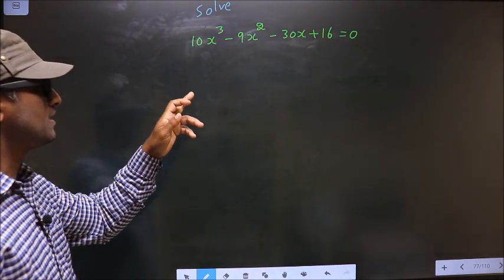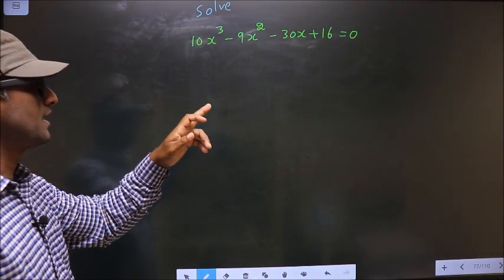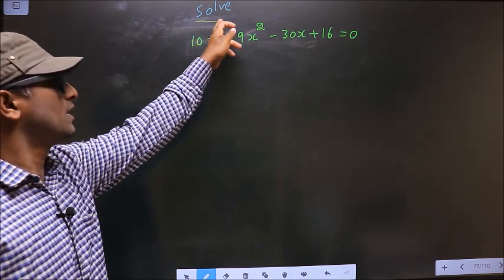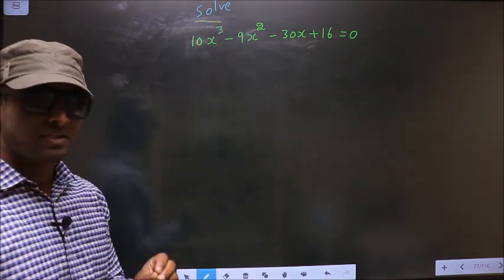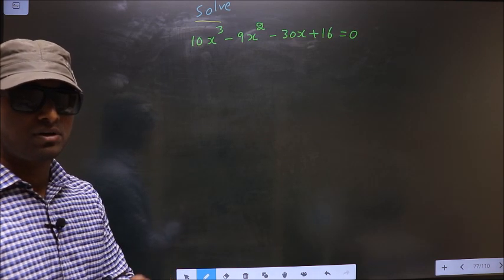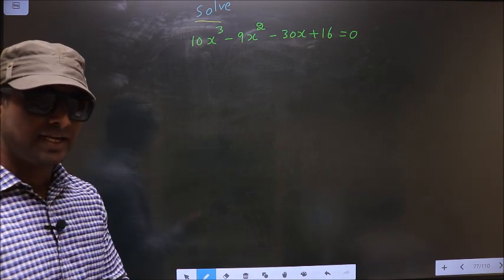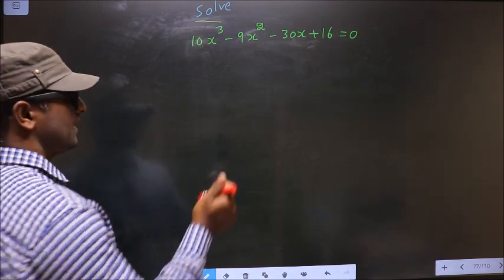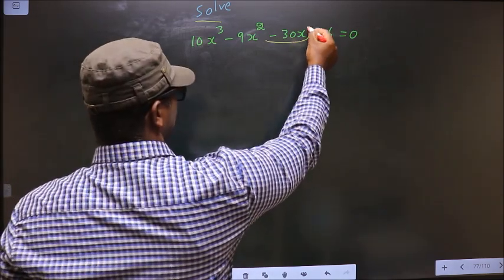10x cube minus 9x square minus 30x plus 16 equal to 0. They told us to solve, so we should find the values of x. For that, here we have to change the x term, that is minus 30x.